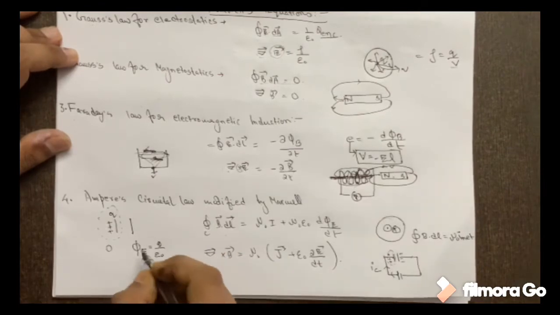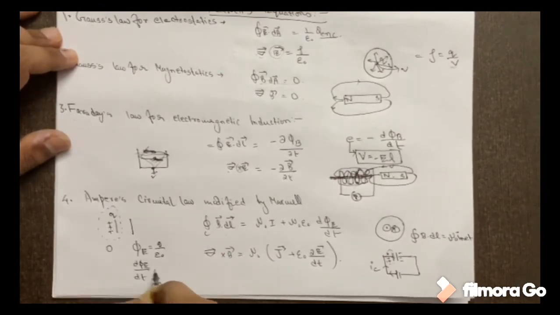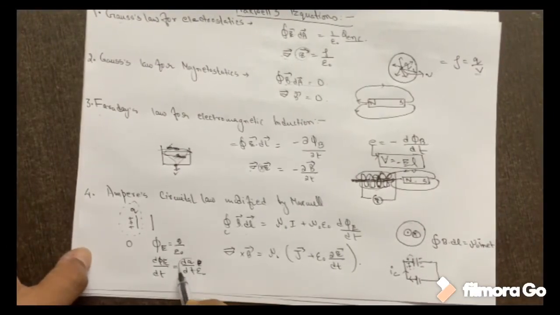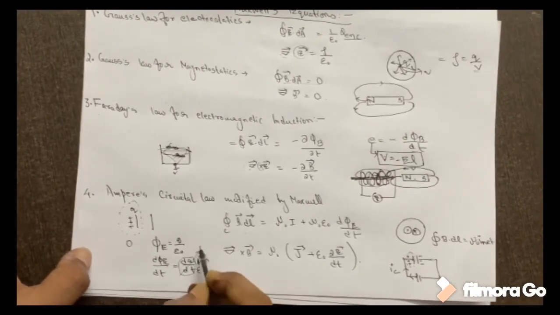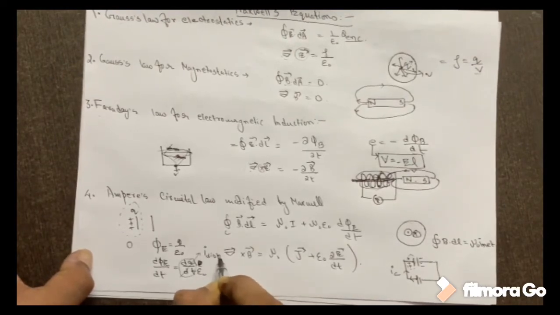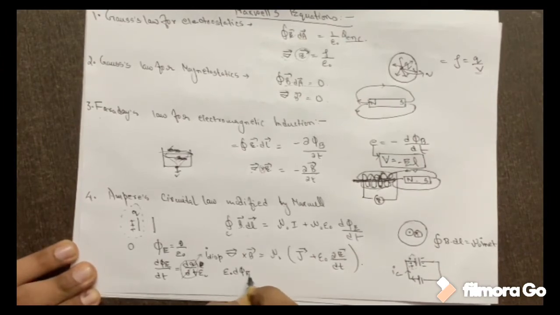So on differentiating it with respect to time, this dq by dt becomes the current, which Maxwell called displacement current. So this I displacement, on sending this epsilon naught to the left hand side, we got epsilon naught d phi E by dt is equal to I displacement.